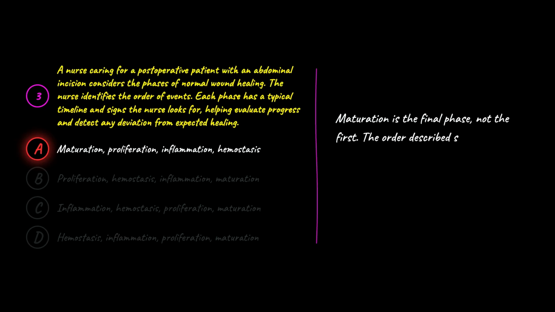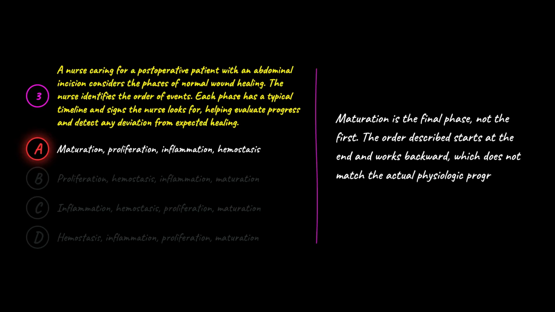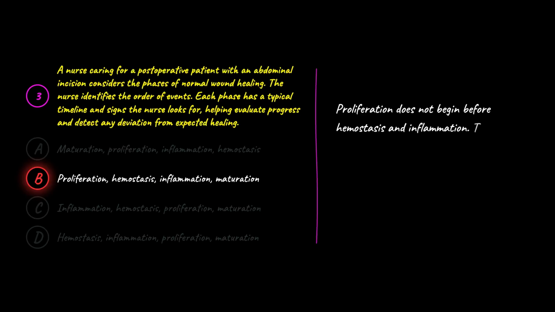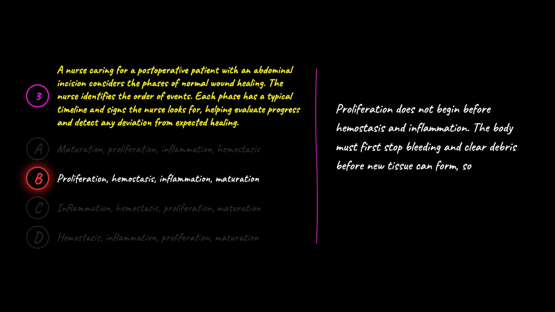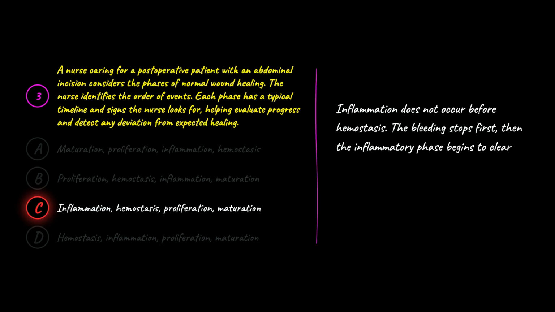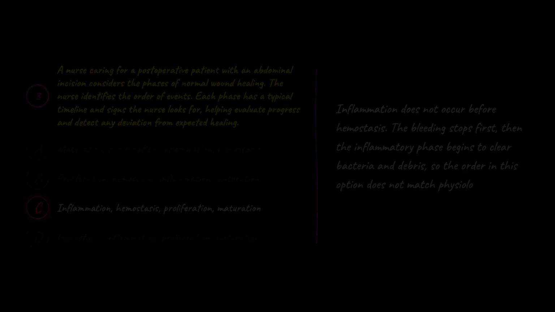The order described starts at the end and works backward, which does not match the actual physiologic progression of wound healing in any patient. B is wrong because proliferation does not begin before hemostasis and inflammation. The body must first stop bleeding and clear debris before new tissue can form. So this order misrepresents the actual sequence of healing. C is wrong because inflammation does not occur before hemostasis. The bleeding stops first. Then, the inflammatory phase begins to clear bacteria and debris. So the order in this option does not match physiology accurately.